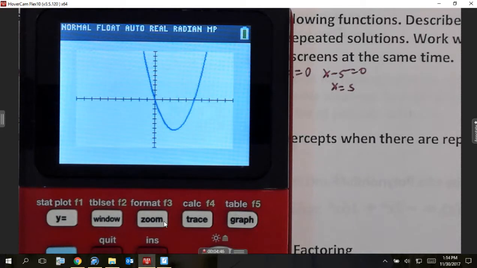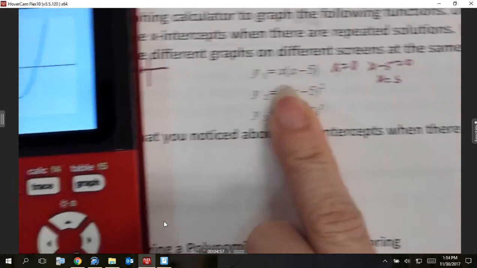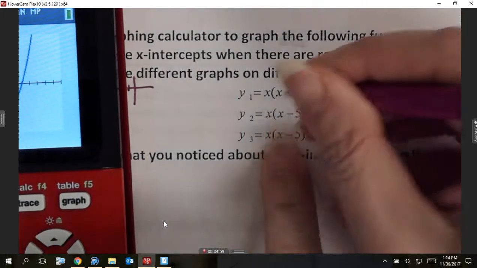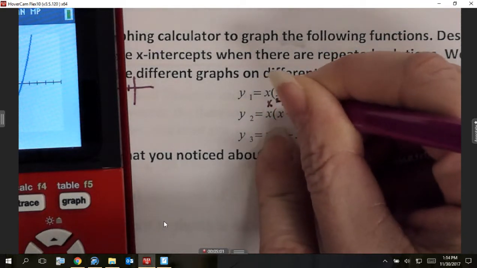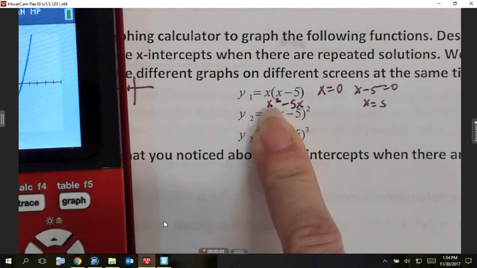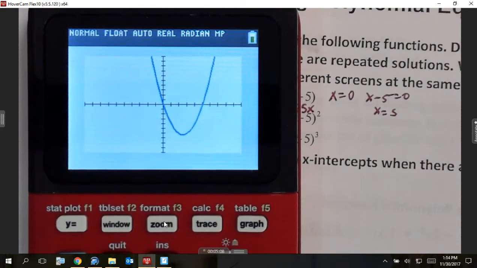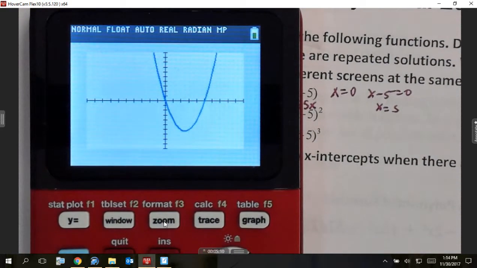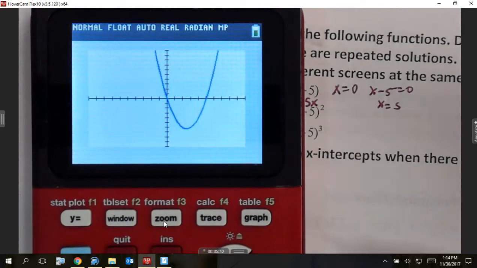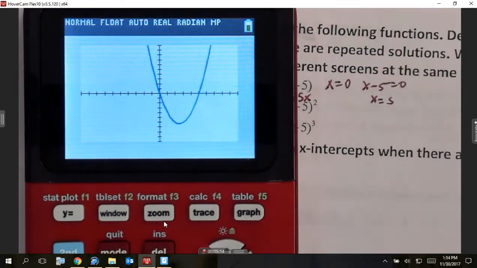Okay. So the overall shape is a parabola, because if I were to distribute that x back in, I would get x squared minus 5x, and then my degree would be 2. So my overall shape is a parabola. But at the x-intercepts, it just goes straight through.